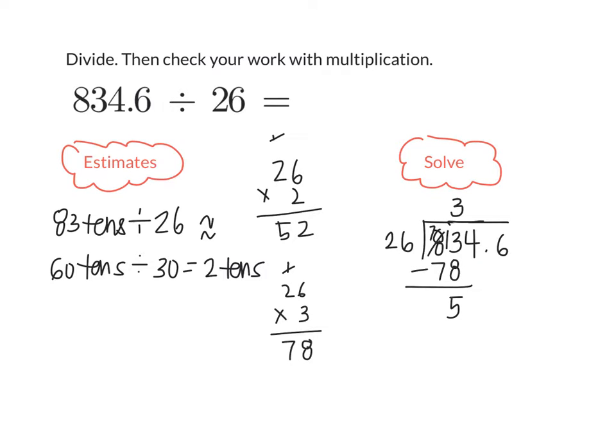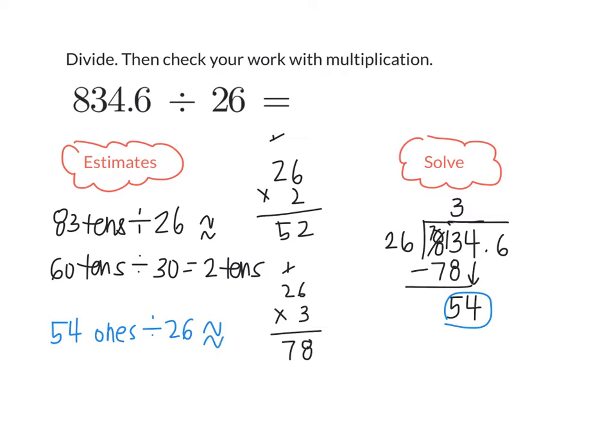What are we going to bring down? 4. And now, what's our new division problem? It's going to be 54 what's? 54 ones divided by 26. So over here in the estimates, you're going to write the real problem. 54 ones divided by 26.